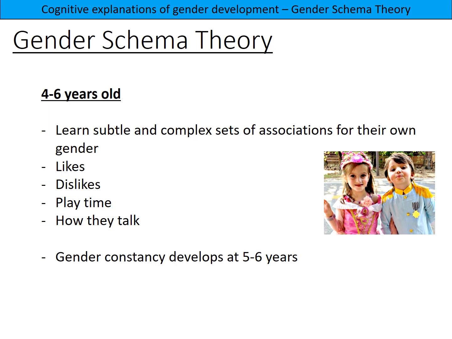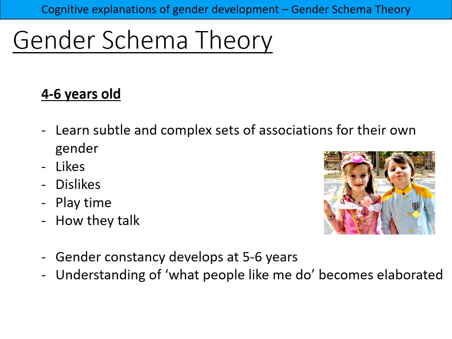Gender constancy develops at about 5 to 6 years old. This is the idea that they understand that gender is constant over time and over situations. So at about 5 to 6 years old, they start to realise that boys will become men and girls will become women. They also know that gender is consistent throughout situations, so they realise even if a boy puts a dress on, he is still a boy. They start to understand what people like me do, and this becomes more and more developed and elaborated.